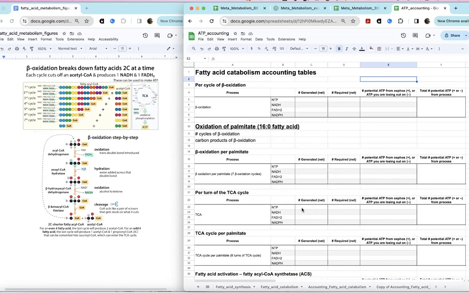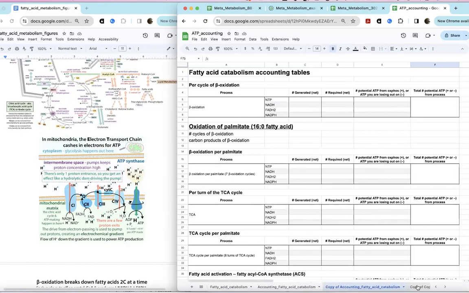So here's a worked example of fatty acid catabolism, the breakdown of fatty acids. I'll post a link to the worksheet for you so that you can try it out yourself. And then when you're ready to check your answers, you can come and watch this video, or you can follow along with the video, whatever suits your fancy.